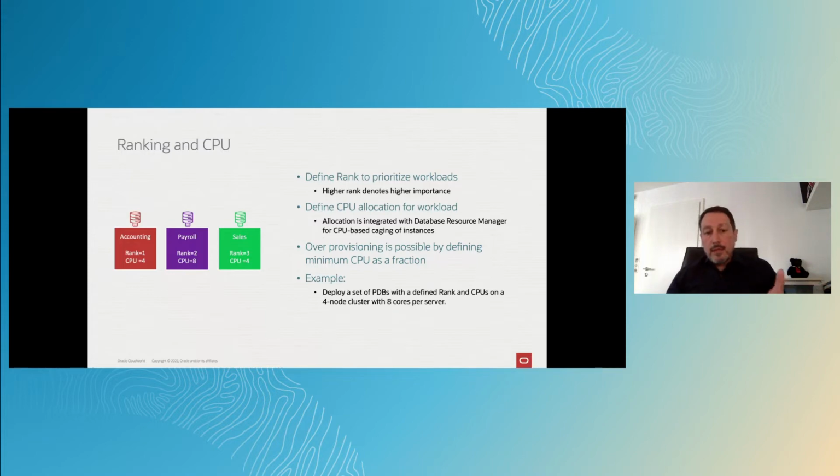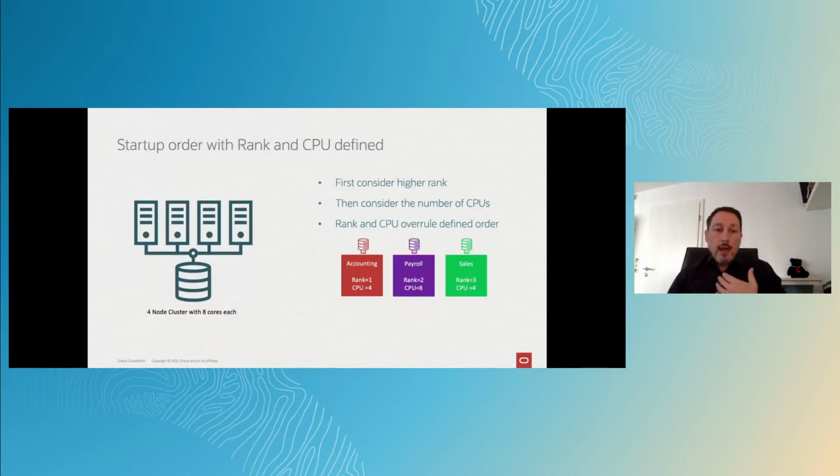You can even do overprovisioning with this by specifying the minimum CPUs as a fraction. The easiest way to explain this is to look at an example. Let's take a 4-node cluster with 8 CPUs each, and then look at our databases. The first thing the ranking decides is in which order the databases will be started. Because your sales database is the most important one, it is started on the first node. Then payroll is second, because we do not have 8 CPUs available on the first node and we use spread, it is placed on the second. And just for the sake of visibility, let's assume that the accounting database was started on the 4th node, to essentially see what is happening.